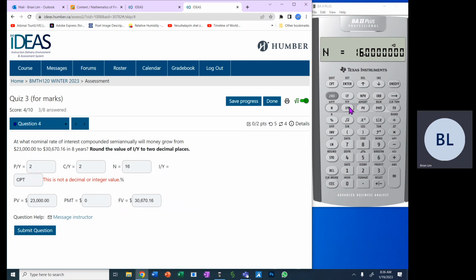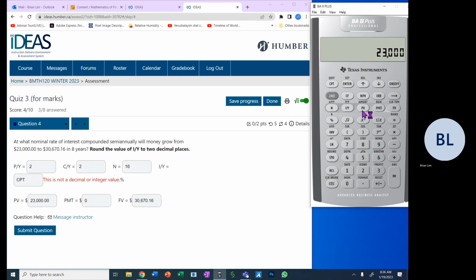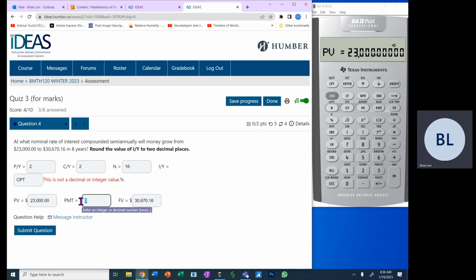Now we're computing the I/Y, so we pass over that, and we go to the present value, which is 23,000. So we go 23000, and that's the present value. 0 for the payment, so 0 payment. The future value is 30670.16. And that's the future value. And now we will compute I/Y.